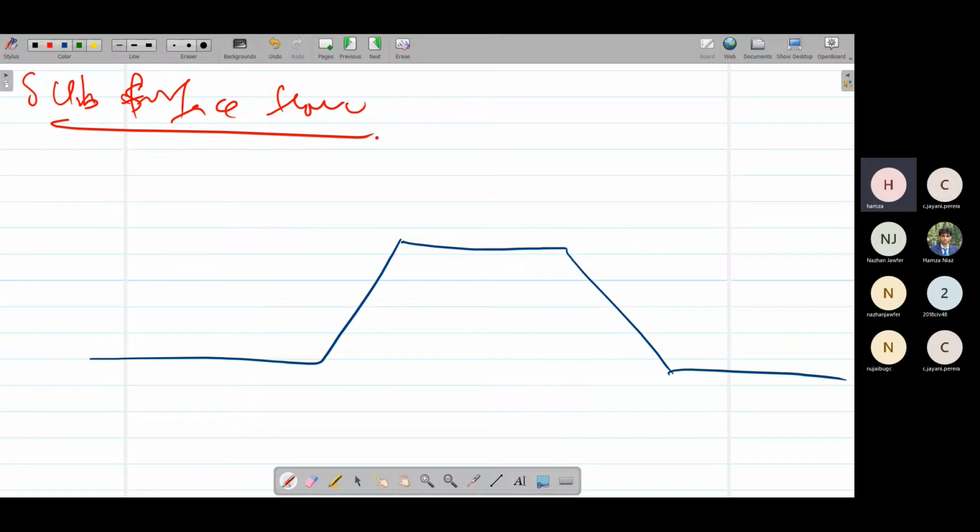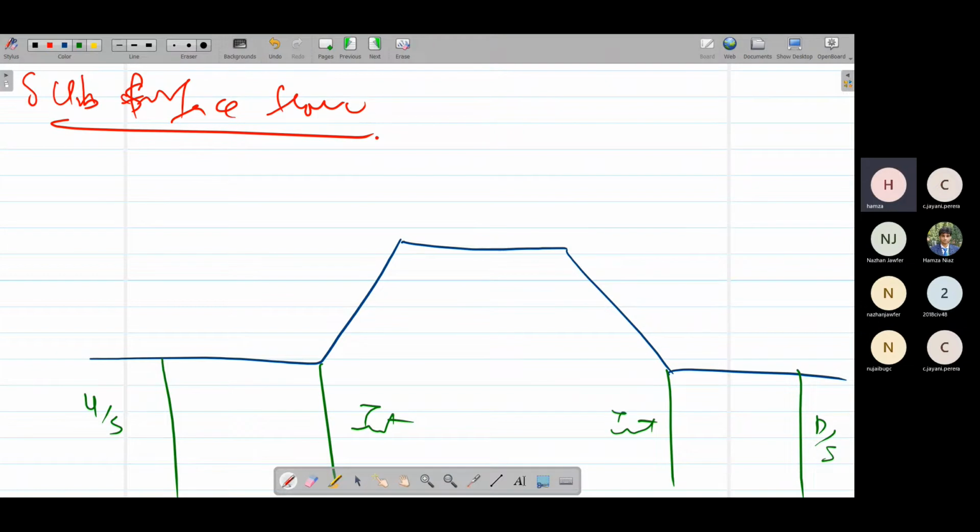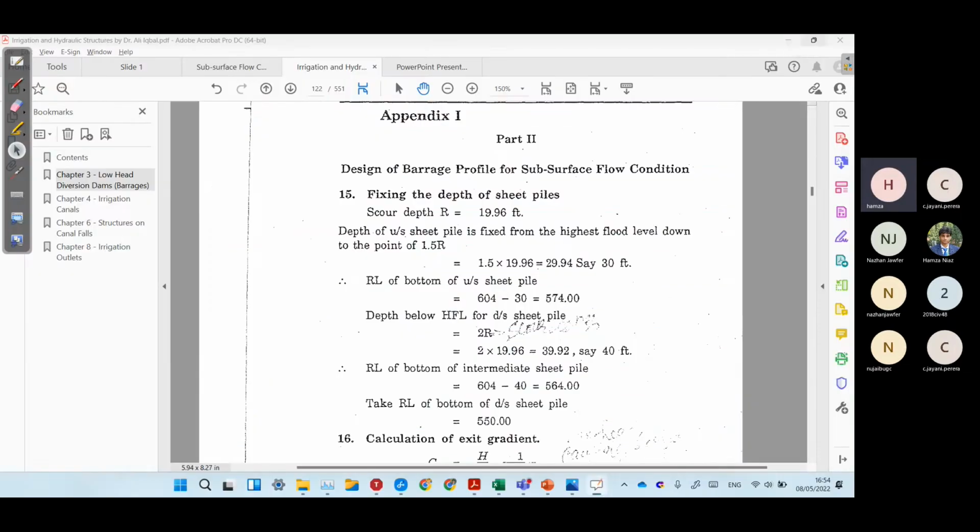we have installed some number of sheet piles. This is the upstream sheet pile. This is intermediate. This is again intermediate. This is the downstream sheet pile. For example, we have installed 4 sheet piles. Now we have to determine these sheet pile lengths and how much uplift pressure they are going to sustain.